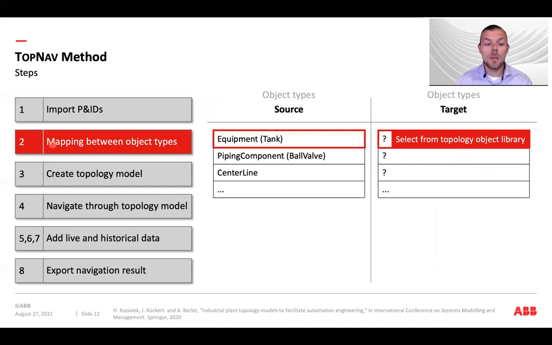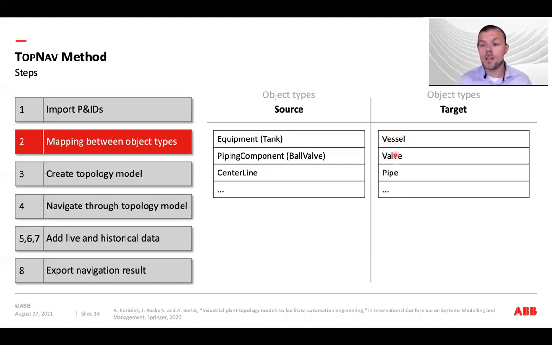As a second step, a manual mapping process needs to be performed once. On the left side, you see all the types which are present in the model from the CAD tool. On the right side, the user has to select from a topology object library. So he has to see which type matches best to a tank, and in this case, it's a vessel. And when the process is finished, it could look like this.